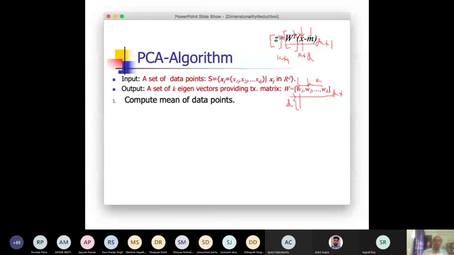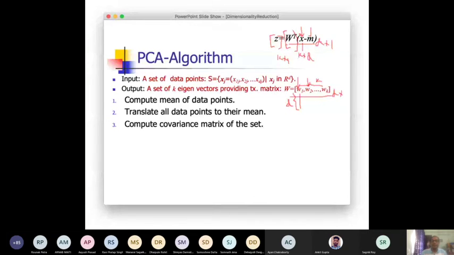theory. So if I simply describe this algorithm, as you can see, you have to compute the mean of the data points, then translate all data points by their mean. This is the operation x minus m. Then compute the covariance matrix of the set. That's why I was telling you that after translating each individual point, you compute the covariances. So how do you express this covariance matrix in terms of matrix multiplication? Can you tell me?